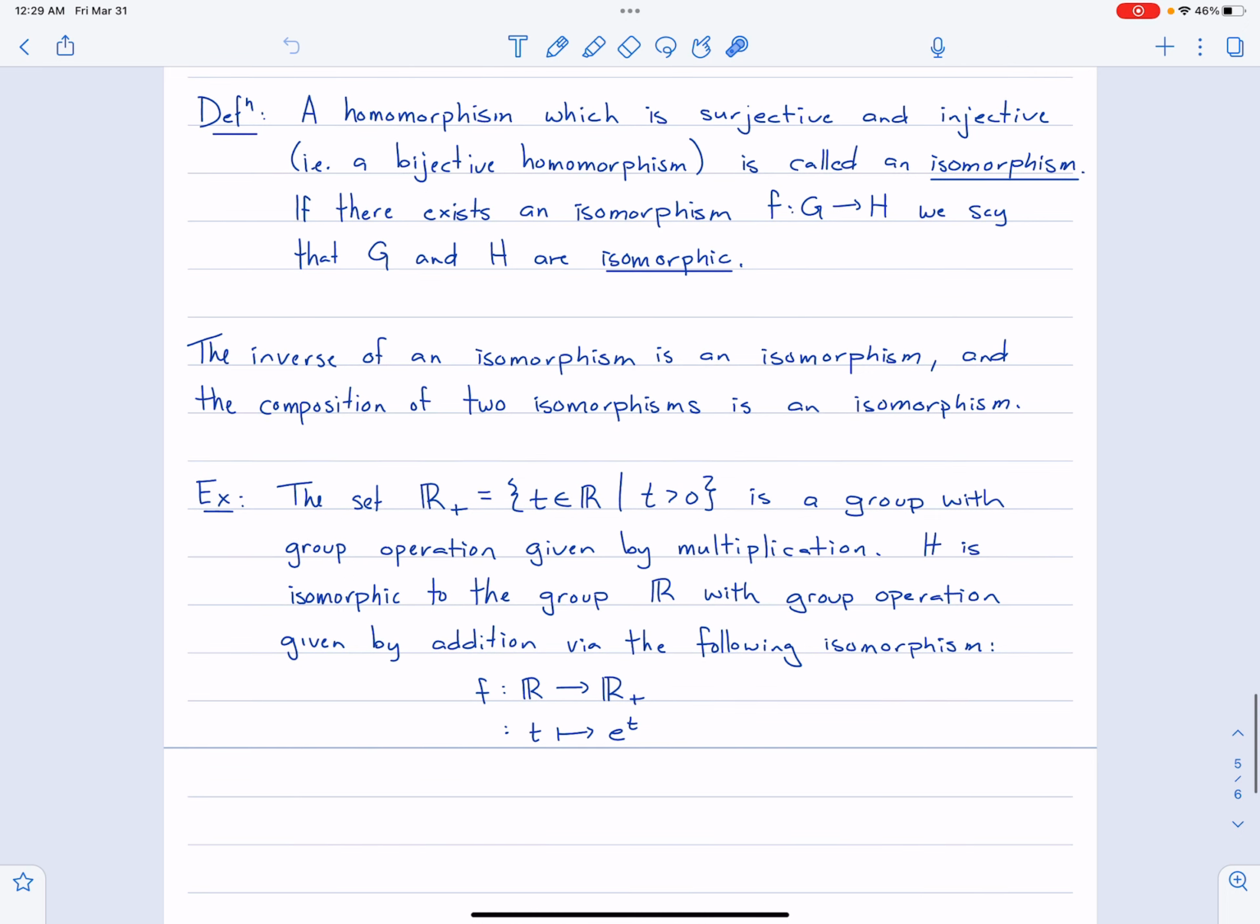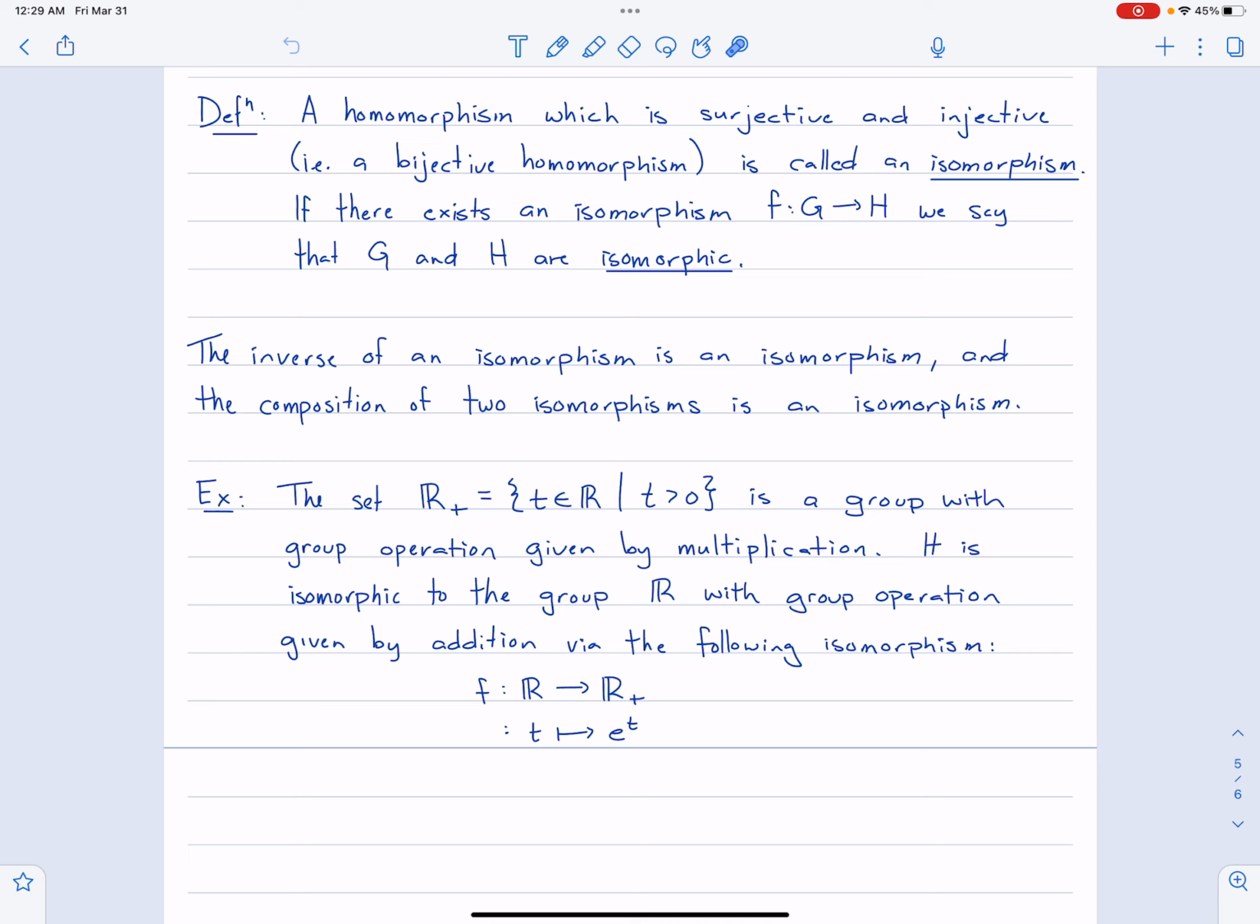So let's look at this example here. Let's look at the set of all positive real numbers, the set of all real numbers greater than 0. This is going to be a group with the group operation given by multiplication, right? Because I can take two positive numbers, multiply them together, and I get a positive number. The identity element is 1. Inverse elements are just given by 1 over the number. So it is a group.